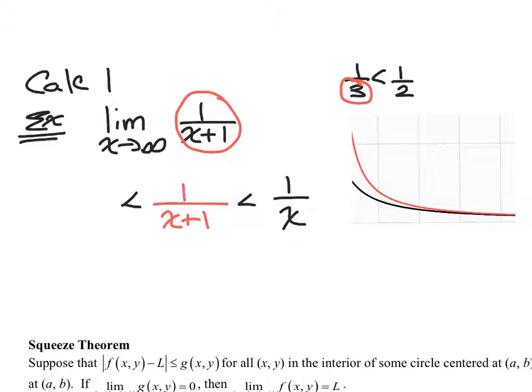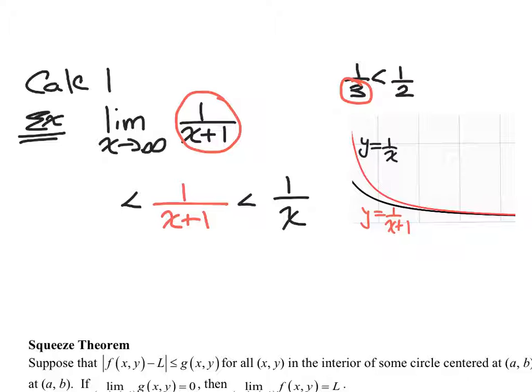So, of course I got my color scheme backwards, but this is y equals 1/x, and this is y equals 1/(x+1). It seems as though this function is always going to be larger than this one in terms of y. Now I just need something that's going to surround it on the low side.